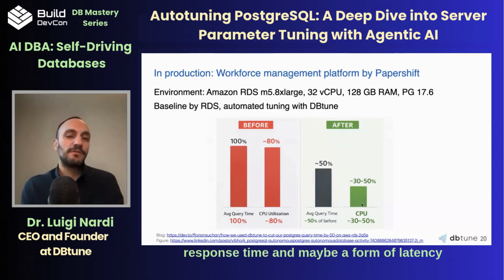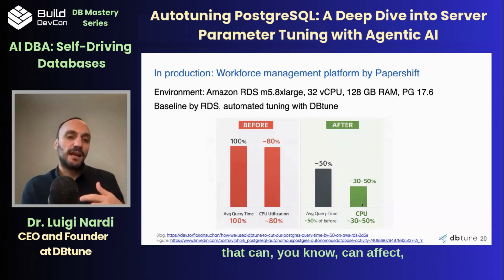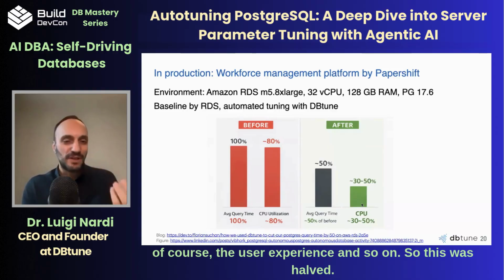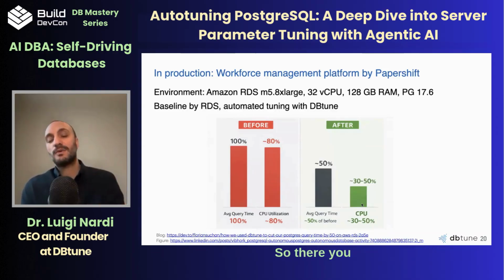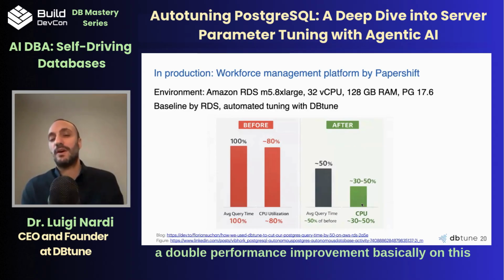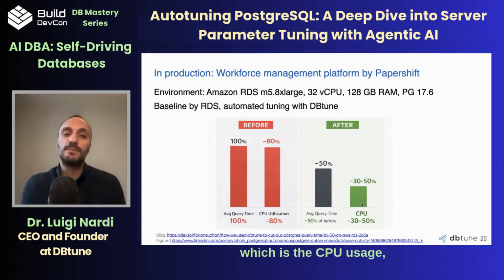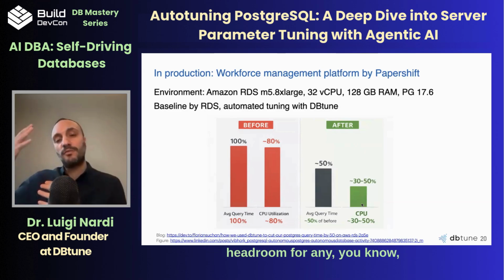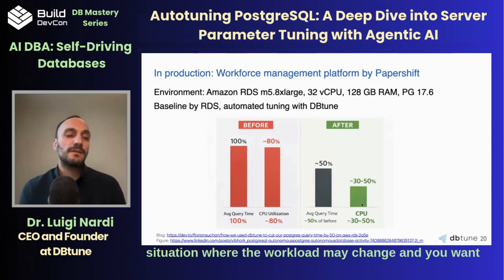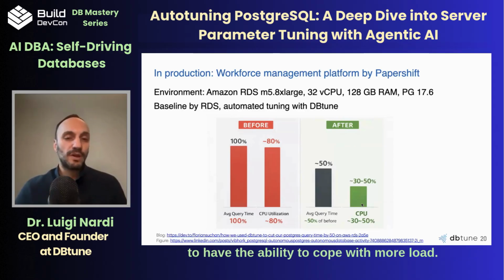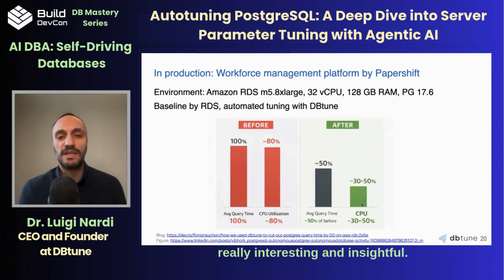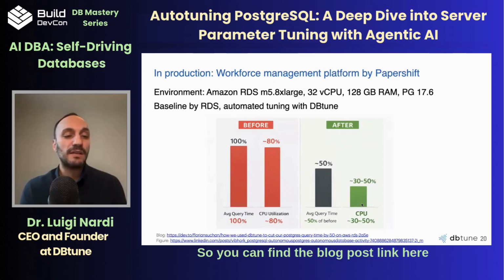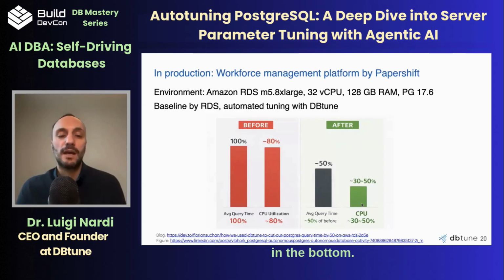which is a form of response time and maybe a form of latency that can affect, of course, the user experience and so on. So this was halved. So there is a double performance improvement basically on this workload. But there is also the second aspect, which is the CPU usage, which is also really important for having headroom for any situation where the workload may change and you want to have the ability to cope with more load. And so this is really, really interesting and insightful. So you can find the blog post link here at the bottom.